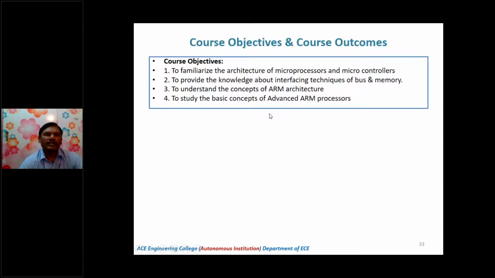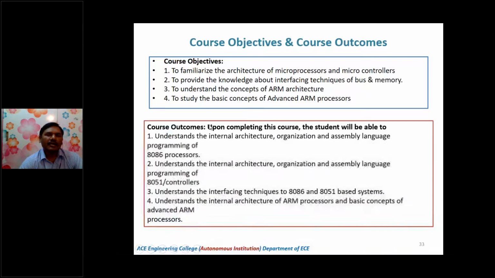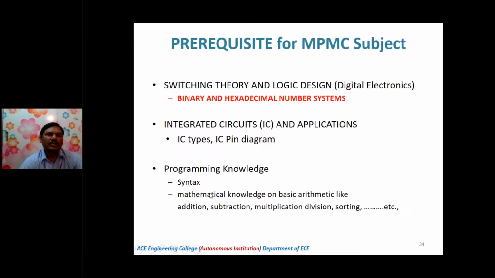And here, these are the course objectives and course outcomes. Any course will have some objectives and outcomes. To help the students understand why we require this course, they are called course objectives: to familiarize the architecture of processors and controllers, and to provide knowledge about interfacing techniques of bus and memory. Course outcomes: upon completing the course, the student will be able to understand the internal architecture, organization, and assembly language programming of 8086 and 8051 controllers and ARM processors.